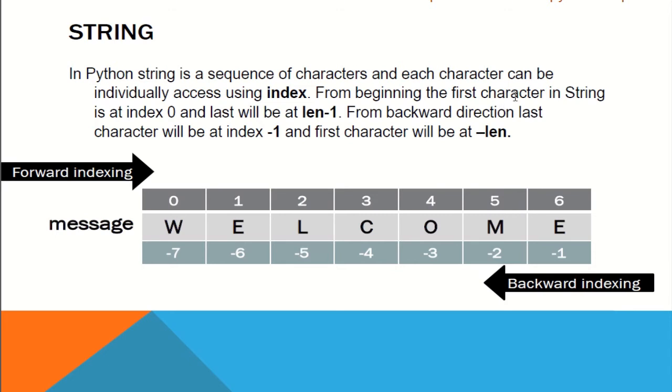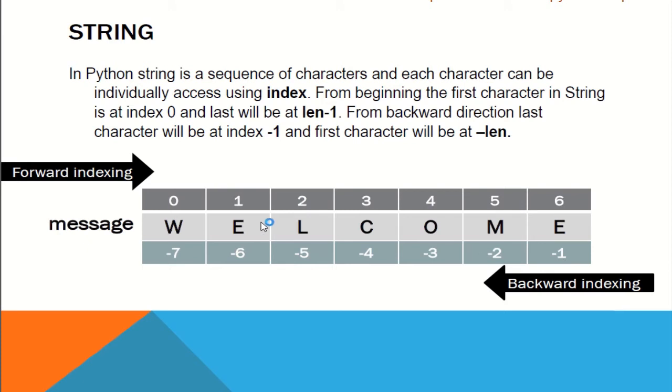Next, in Python, a string is a sequence of characters and each character can be individually accessed using an index. From the beginning, the first character in a string is at index 0 and the last will be at length -1. From the backward direction, the last character will be at index -1 and the first character will be at minus length. See, like welcome is there. So how has the indexing been done? From forward, it starts from 0, W is stored in 0, E is stored in 1, L is stored in 2, and likewise. If we are doing backward indexing, then it will not start with 0. It will start with -1, which you should remember.